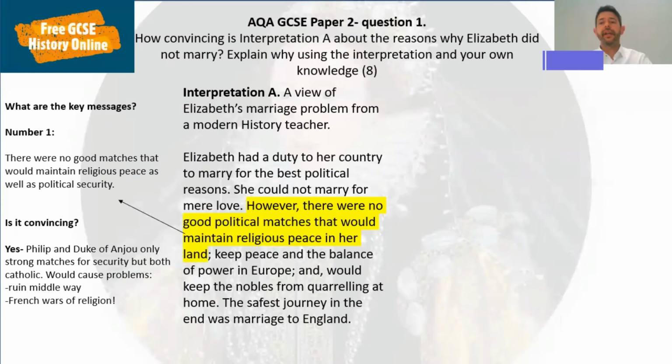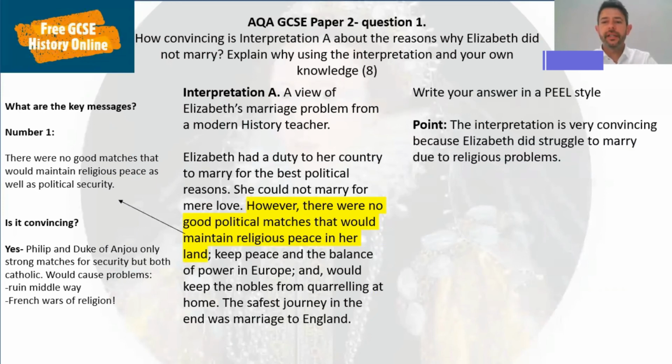So what would you make as your opening point then? Pause me and have a go. What would be your opening point, folks? Okay, here's an opening point then. Interpretation is very convincing because Elizabeth did struggle to marry due to religious problems. I've just repeated the question back and said religious problems. So now I'm going to pick out a bit of content from the extract to back this up.